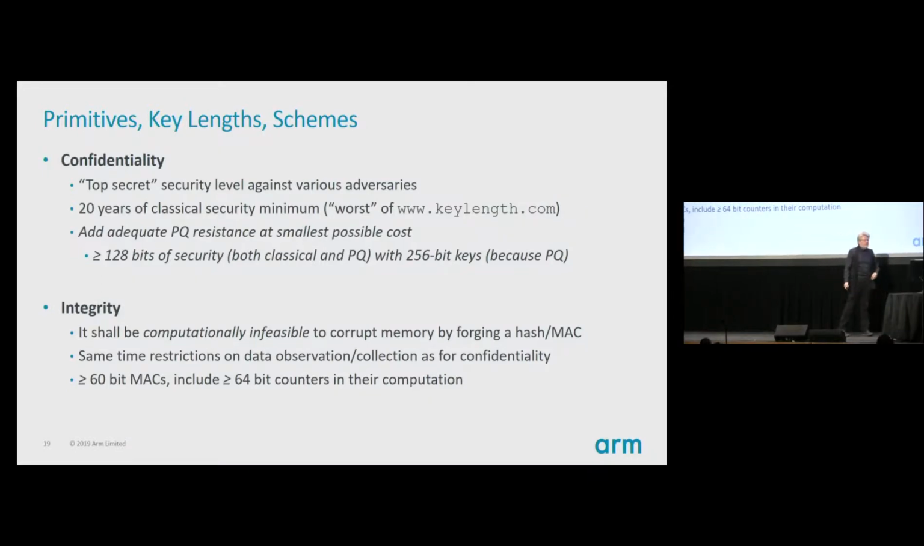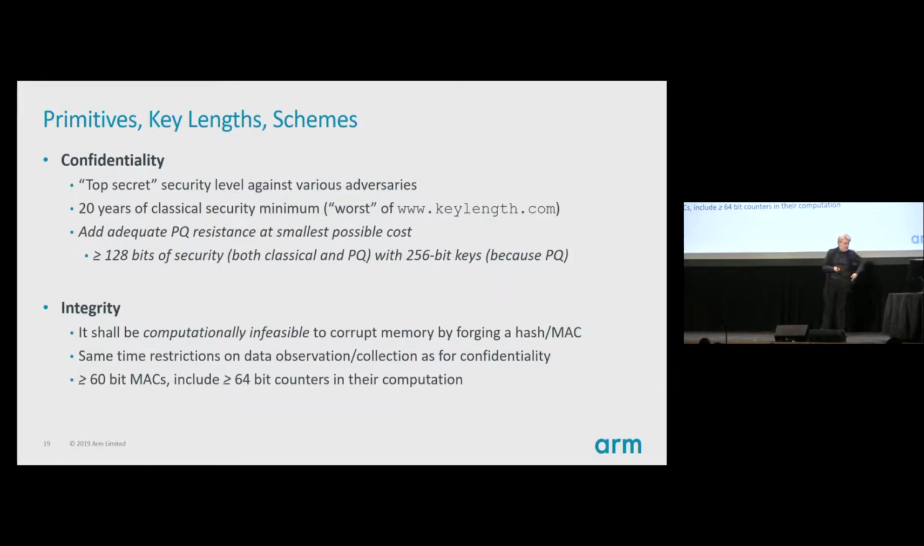We want 20 years of classical security at a minimum and adequate post-quantum resistance if we can do that without spending a penny, which means we want at least 128, actually 80, bits of security, both classical and post-quantum, which means 256 bits worth of keys, because post-quantum. For integrity, we take the Wikipedia definition. It shall be computationally infeasible to corrupt memory without forging the integrity structure.